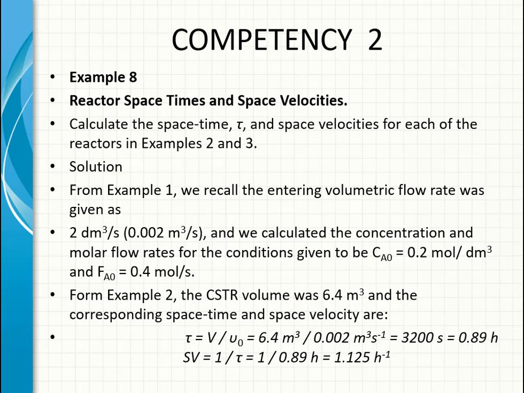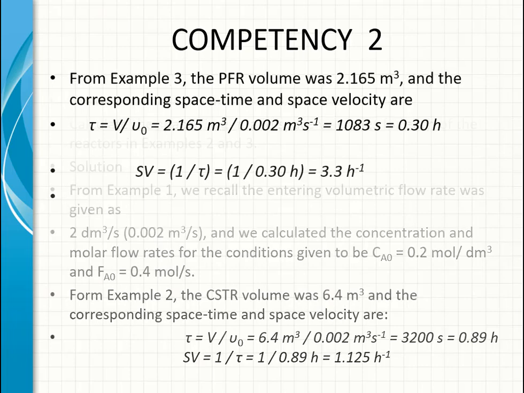For example 2, the CSTR volume was 6.4 cubic meters and the corresponding space-time and space velocity are: tau equals the volume divided by the volumetric flow rate, so it's going to be 6.4 cubic meters divided by 0.002 cubic meters second to the minus 1. That will give us 0.89 hours. And space velocity, which is the inverse, will give us 1.125 hours to the minus 1.